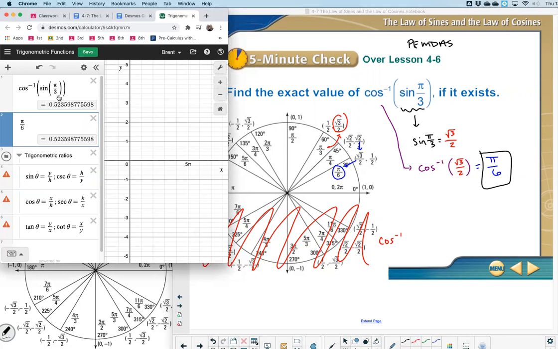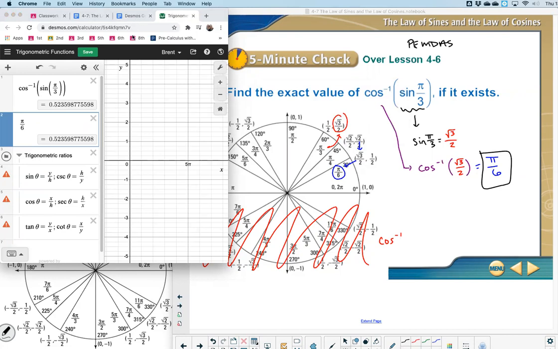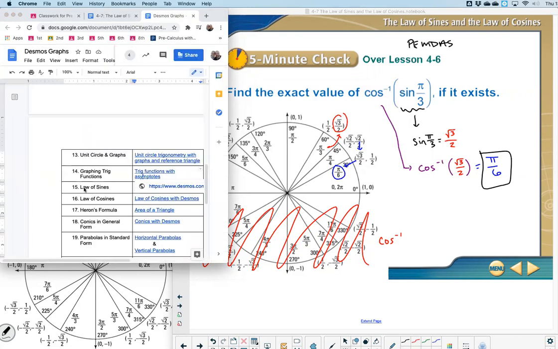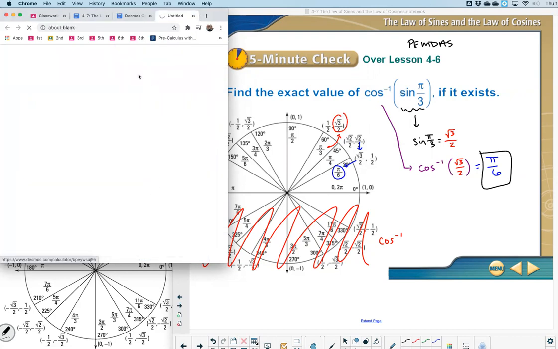Okay, now we don't need this calculator anymore. I'm not going to use it today, so you can close out. But what I would recommend for you is to open up calculator number 15, the law of sines. That's where we're going to begin right away today, the law of sines. So go ahead and open up that calculator, and we'll use that throughout the rest of the day. I'm going to close off some of this other stuff.